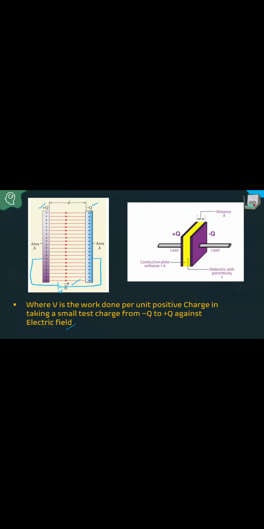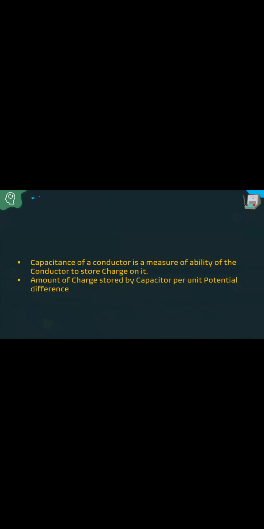To transfer more charge, you have to apply more voltage. If you have to transfer more charge from minus Q to plus Q, we apply more voltage. That is, if more voltage is applied, more charge is transferred. This I am writing: to transfer more charge against the electric field, we have to apply more voltage.